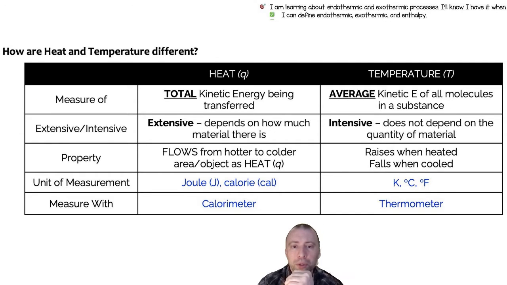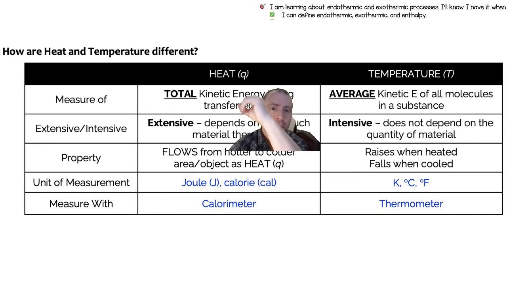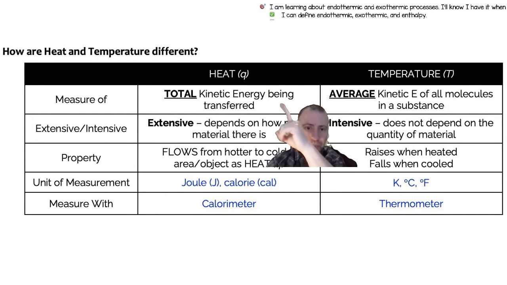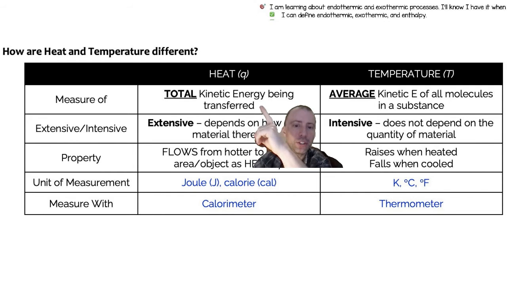A key thing to be able to figure out or learn from this unit is the difference between heat and temperature. So here's a chart that compares them. Heat on the left is represented by the variable Q, whereas temperature is T. Heat is the total energy being transferred.